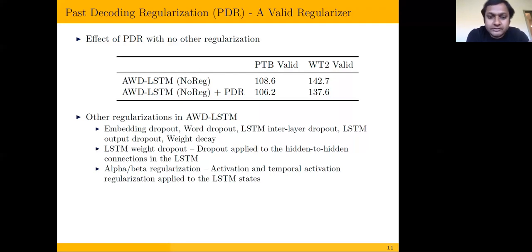But then, of course, for the whole full-fledged model, we use the other regularizations that are used in AWD LSTM. I just list them here, but there are almost seven types of regularization, which target each part of the LSTM model. Essentially, there are dropouts on the input, dropouts at the output, and dropouts in the recurrent matrices of the LSTM. Then there are temporal regularizations applied to the LSTM states and so on. But the authors show that all of them do actually complement each other and help in reducing perplexity.